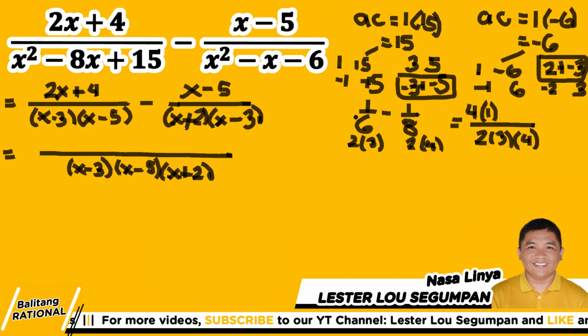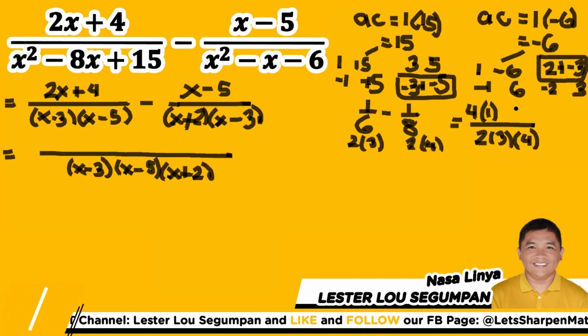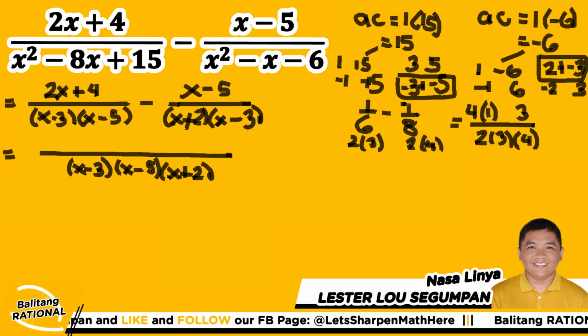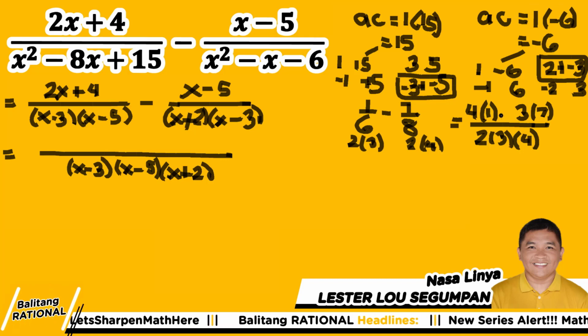Yun din po ang gagawin sa pangalawa. 2 times 3 times 4, divide by 8 is actually 3. That's the multiplier of our numerator. Even if we were to change it to 7, this would be the multiplier of 7. Okay? And we use the operation separating them.